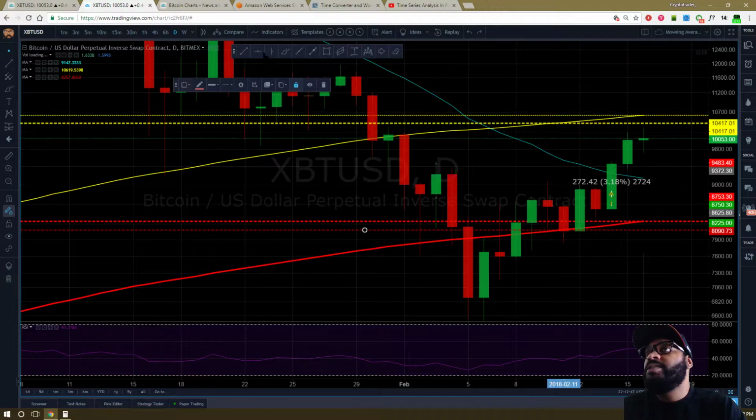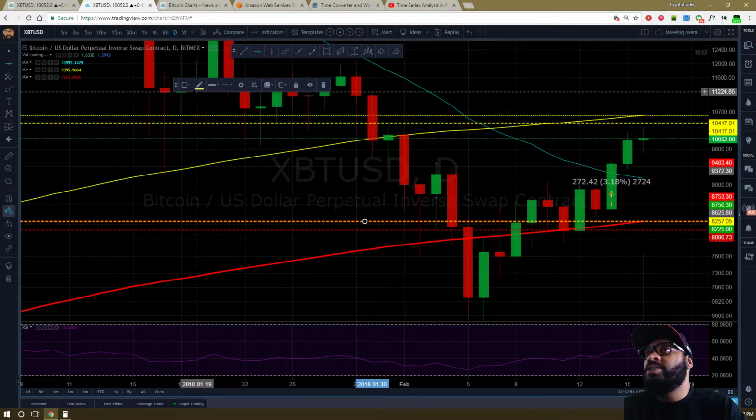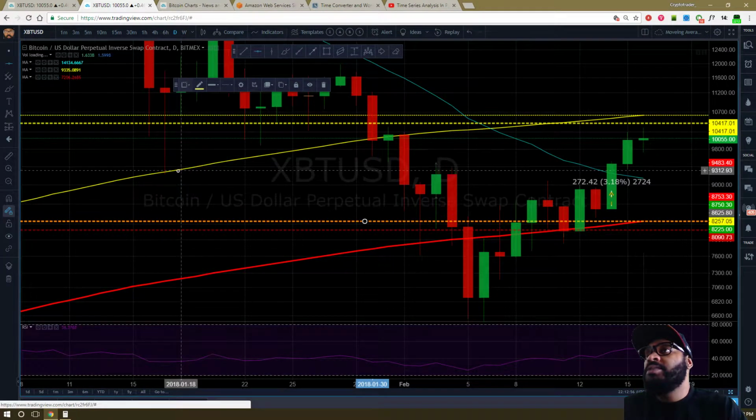Sometimes TradingView isn't the best. It's running in a browser, so it doesn't do the most awesome job that you would expect it to do sometimes.